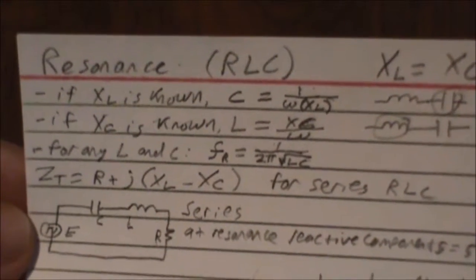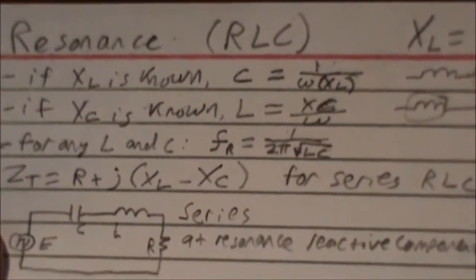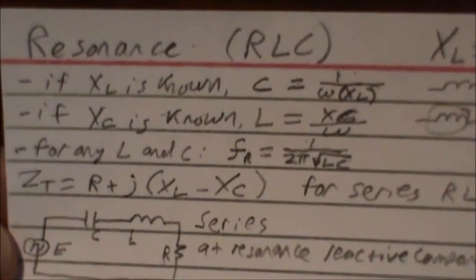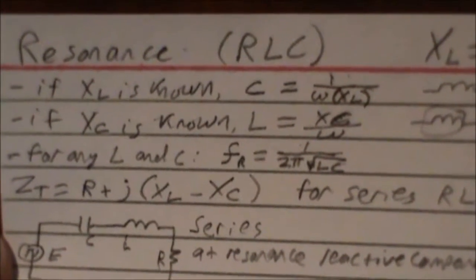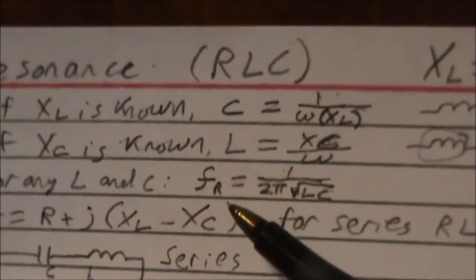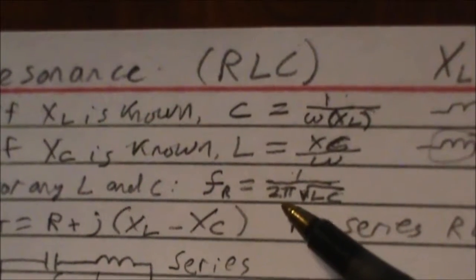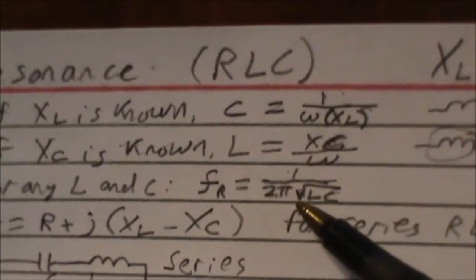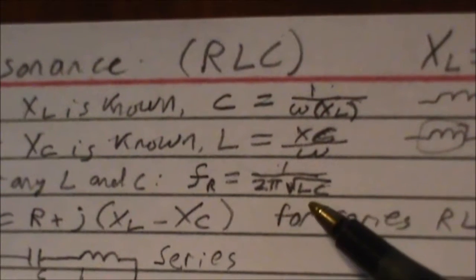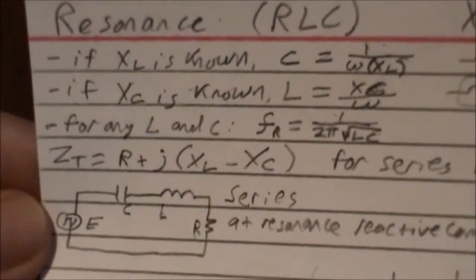for your tank circuit. And for any L and C together, if you know both values, but you want to find the frequency at which resonance will occur, its resonant frequency, F sub r, is 1 over 2 pi times the square root of inductance times capacitance, in henries and farads respectively.